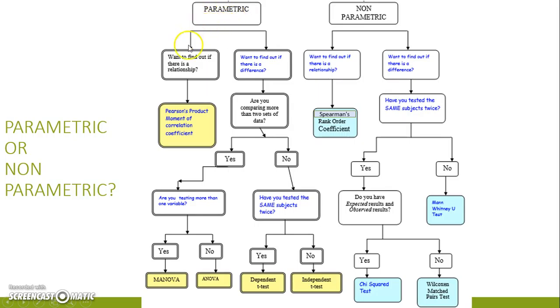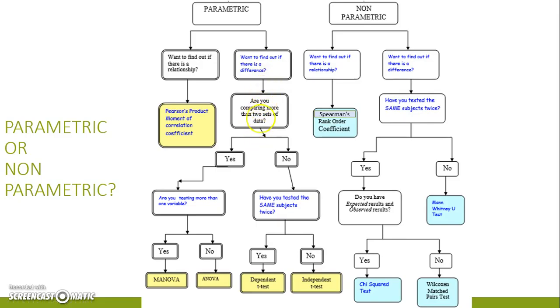So now we go down to the next couple of questions. Do I want to find out if there's a relationship? No, I don't. The whole point of my experiment is I want to find out if there's a difference between netball and basketball shooting. So go to the next question, which is: want to find out if there's a difference? Yes, I do. I want to find out if there's a difference.